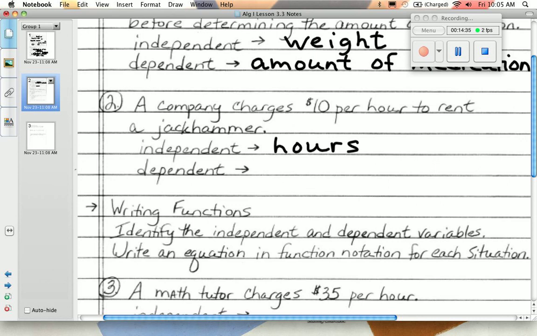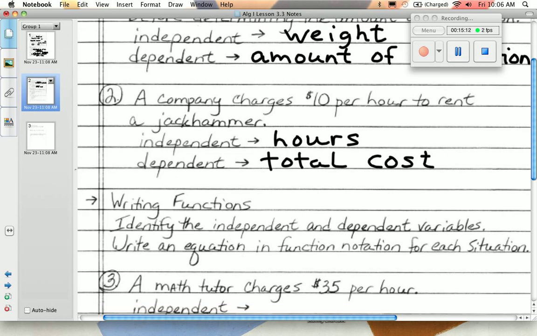If you only rent it for an hour, then it's only $10, right? But if you rent it for 4 hours, then it's $40. So the number of hours you rent it is the control, the independent variable. What's the dependent then? Total cost. Total cost. And you can't just say cost. You're going to say total cost because after you know how many hours you rent the jackhammer for, that gives you the total cost, which there's only one time it's gonna be 10, and that is when you only rent it for an hour. Okay, any questions?